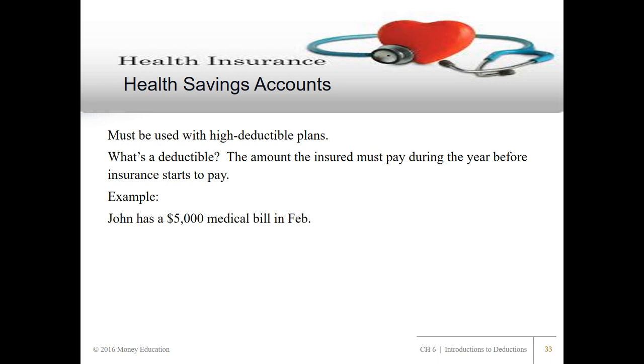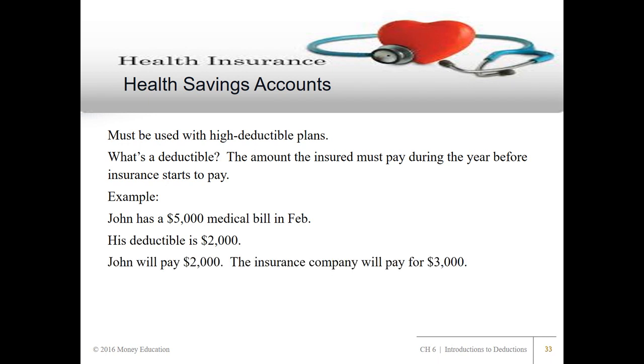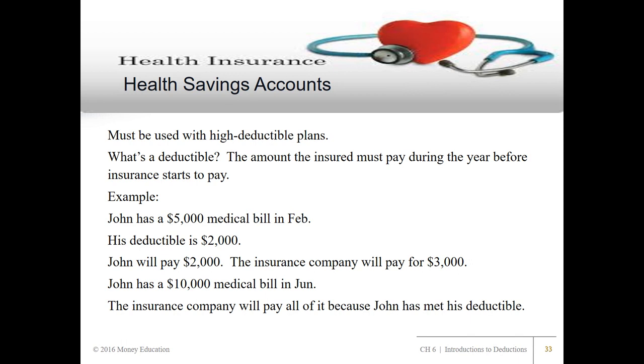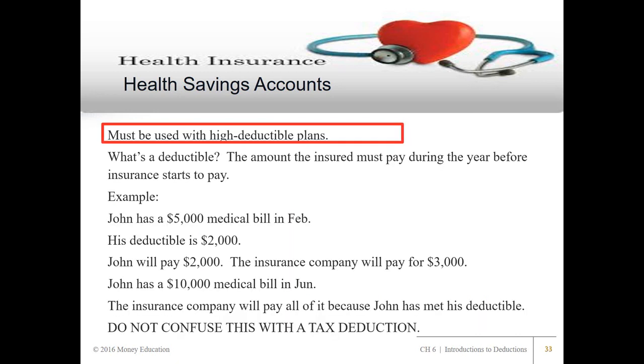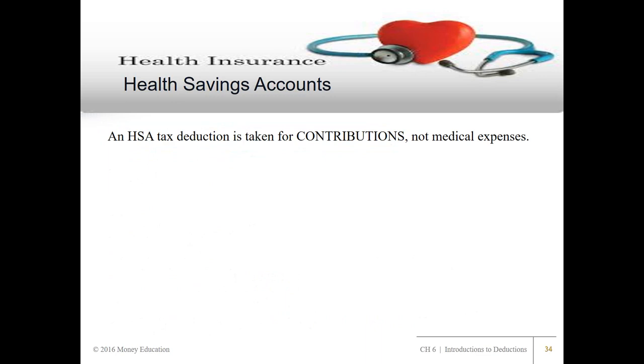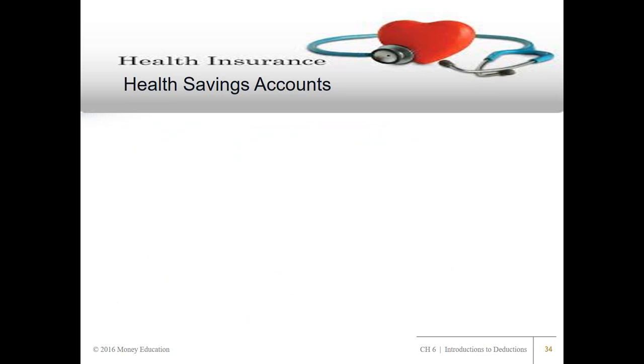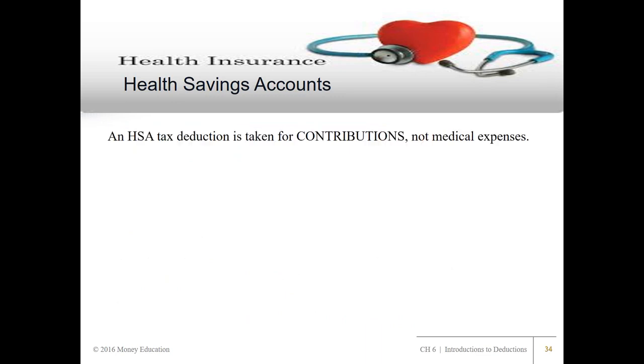So, for example, John has $5,000 medical bills in February. His deductible is $2,000. He will pay $2,000, his deductible, and the insurance company will pay for the $3,000. John has a $10,000 medical bill in June, so the insurance company will pay all of it because John has met his deductible. So we've got deductibles for health insurance, so don't confuse this with a tax deduction. It's not a tax deduction. Now these health savings accounts have to be used in conjunction with high deductible plans. So we're not going over the numbers here, but you can look in the textbook and see how high the high deductible is, what the number is.